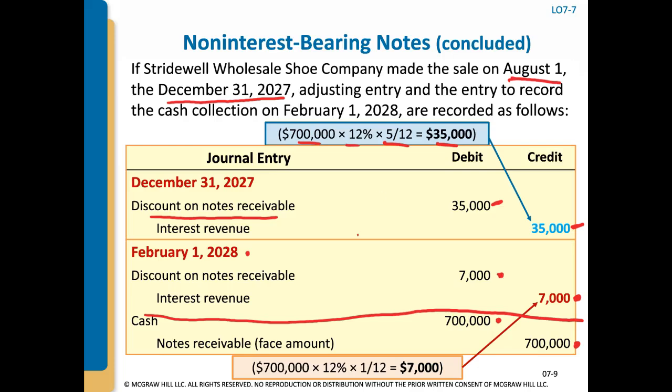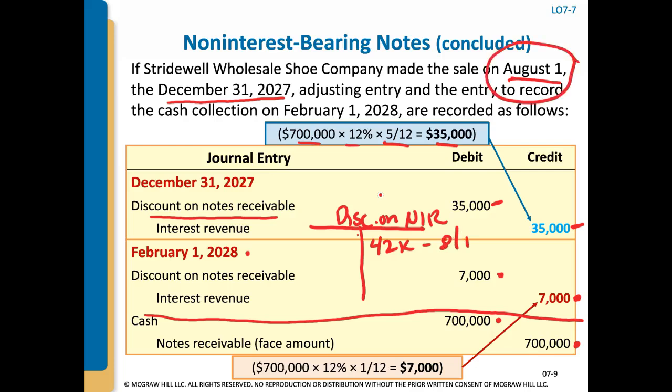So if I look at my discount on notes receivable account, on August 1st, I recorded a $42,000 credit. That was on August 1st, right here when we entered into this agreement. On 12/31, I've earned $35,000 of it, and then now on February 1, I've earned the other $7,000. So really, my discount on notes receivable will be 0 at the end of it, on February 1, after the note is paid off.